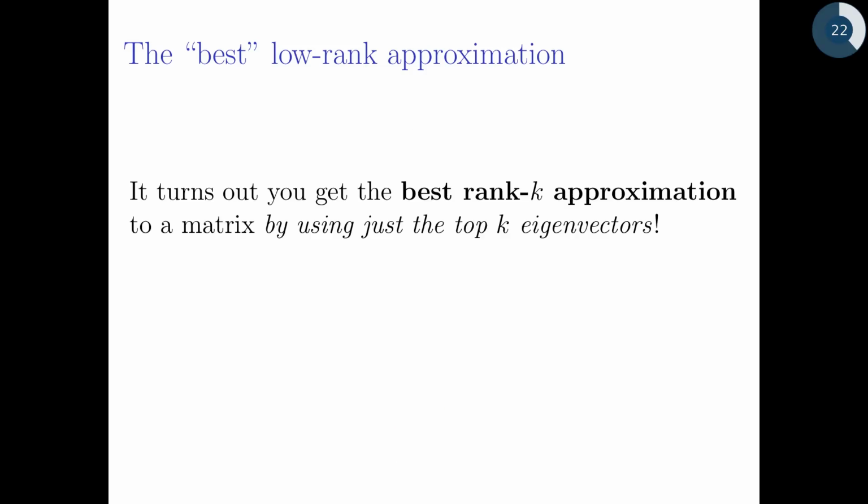Okay? So again, let's just kind of look at this here. The best rank 5 or rank 3 or rank 17 or whatever approximation to a matrix is what you get when you use the spectral theorem and you only use the top 5 or top 3 or top 17 eigenvectors. Okay? Now, you might ask, what does best mean? You know, how do I know if it's the best approximation?